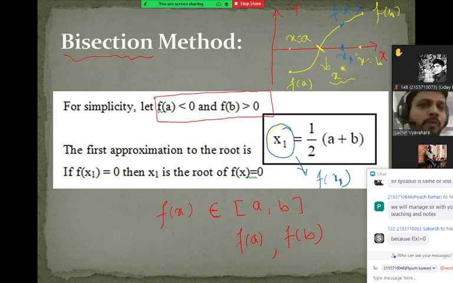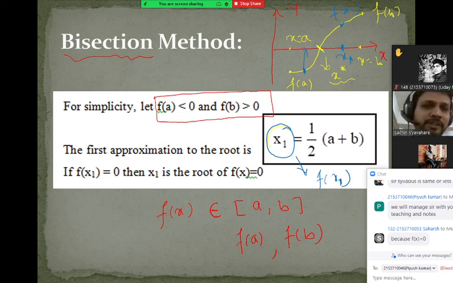Why have we taken a to x1? Because f(x1) is positive. Suppose f(x1) becomes negative, somewhere here x1 comes, f(x1) negative, somewhere here. At that time the root is from x1 to b. This is a simple logic that we are going to use again and again to get the root by the bisection method.